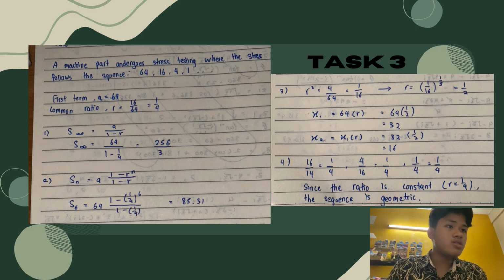Okay, we do 16 over 64 equals 1/4. 4 over 16 equals 1/4. So 1/4 equals 1/4. Since the ratio is constant, r equals 1/4, the sequence is geometric.